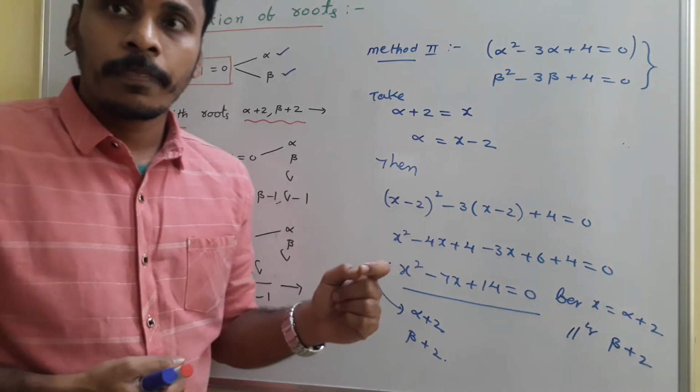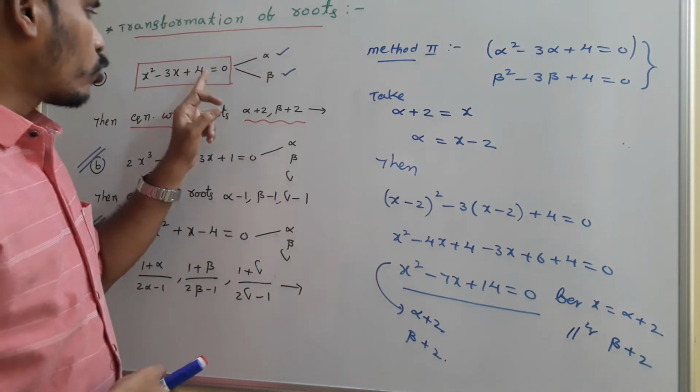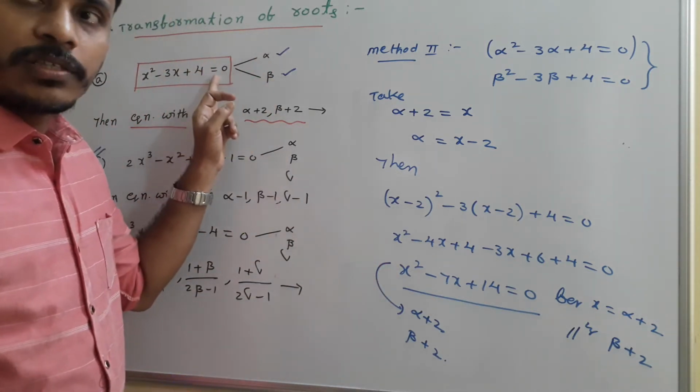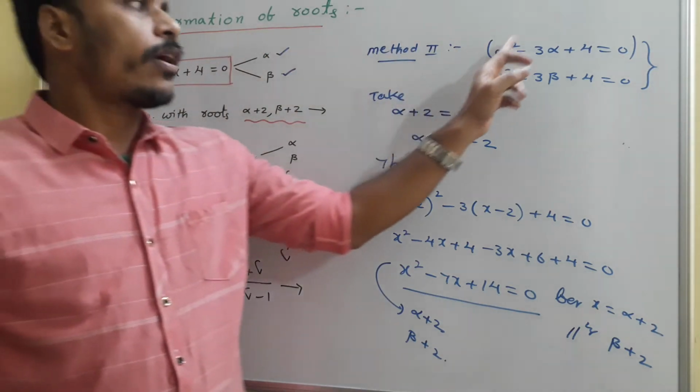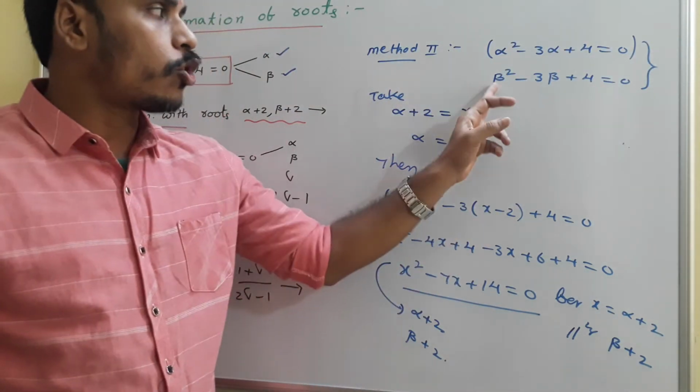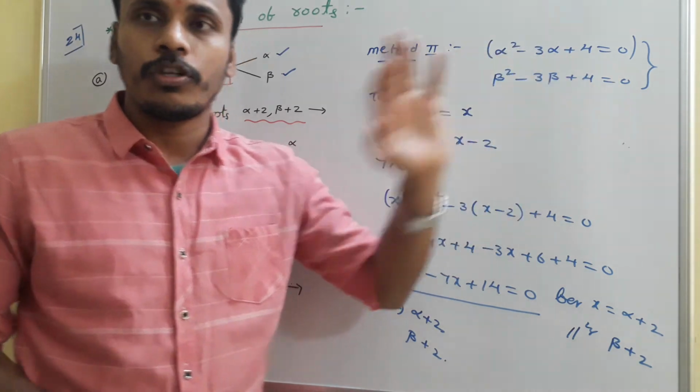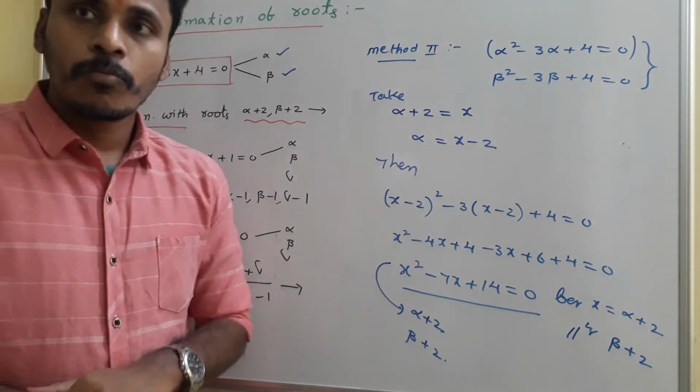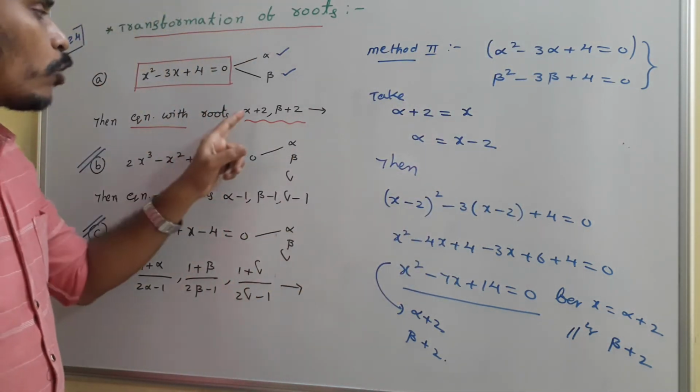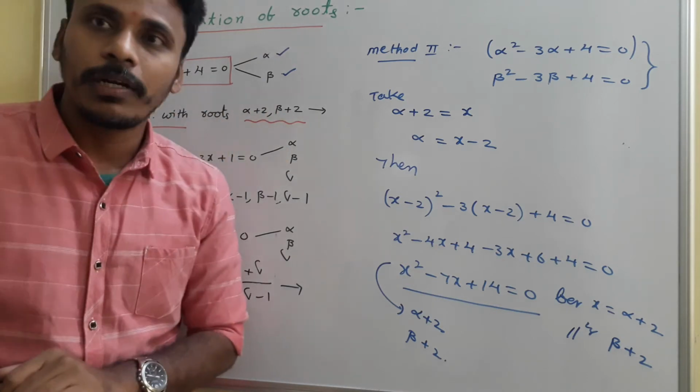Okay. Since alpha, beta are the roots of this equation, they will satisfy this equation. So alpha square minus 3 alpha plus 4 is equal to 0, and beta square minus 3 beta plus 4 is equal to 0. And then we need to find the equation with alpha plus 2 and beta plus 2 as the roots.